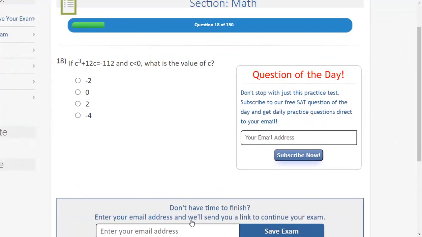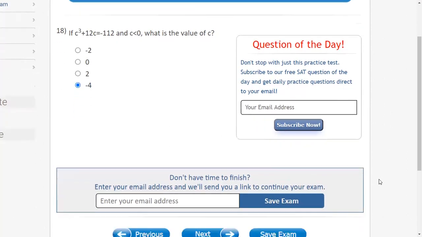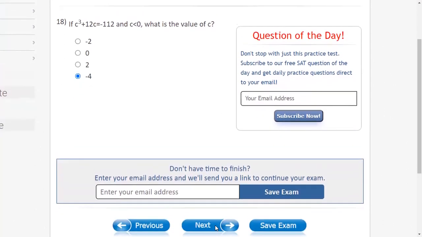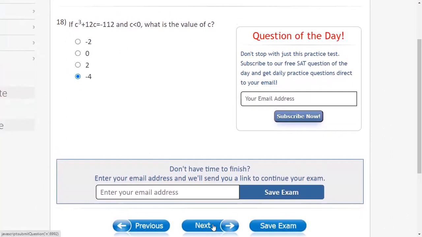Let me plug it in like you said last time. Okay, it's negative 4. Yes, absolutely right, because you have a very large number, although it's negative. So negative 4 was your choice. We are moving to the next question, that is this one.